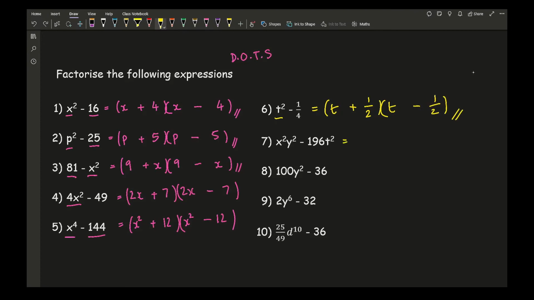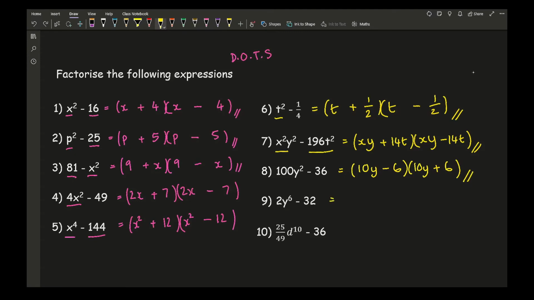This one's a little bit more complicated because I've got two squares in each term. So the square root of x squared is x. The square root of y squared is y. And then the square root of 196 is 14. And the square root of t squared is t. And again, one is a plus, one is a minus. Job done. So for the next one I'm going to end up with 10y minus 6 and 10y plus 6. You can see there that I've flipped my minus and my plus, but again, they're exactly the same.